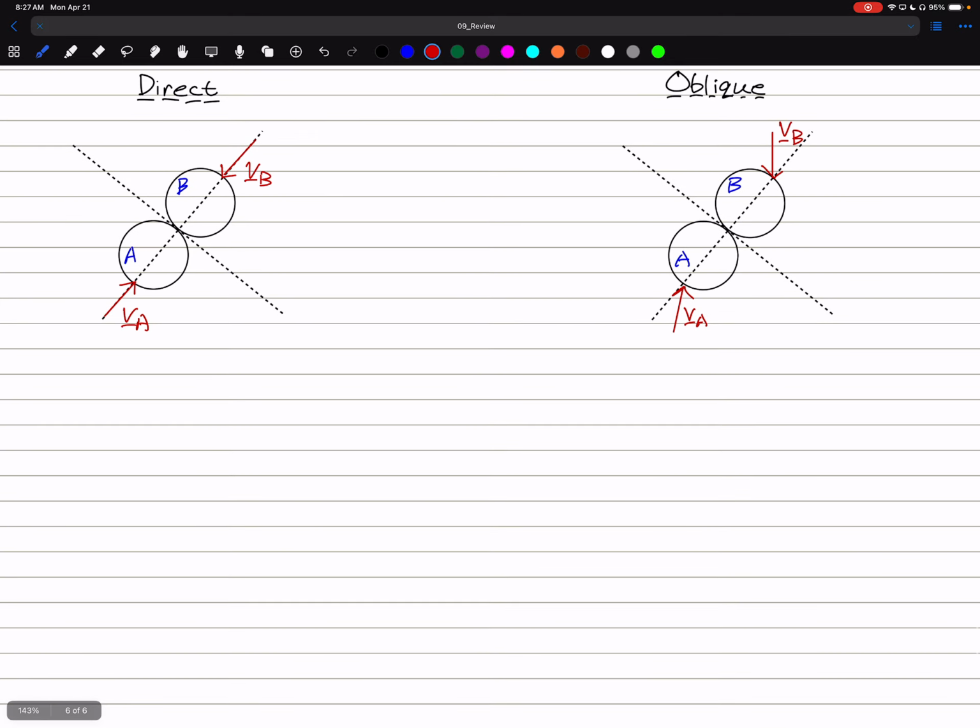All right, we're going to cover coefficient of restitution, and we'll look at the three different cases that we covered, and then we'll be done at that point.